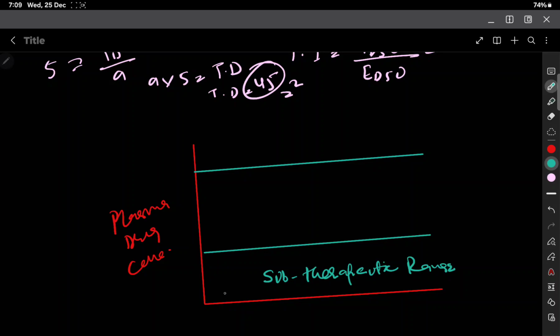Subtherapeutic range. A drug in this range will not show any therapeutic effect. That's why it's called the subtherapeutic range. For example, you are giving 20 mg of the drug. So 20 mg of the drug will not show any effect in this range. So this is called the subtherapeutic range.